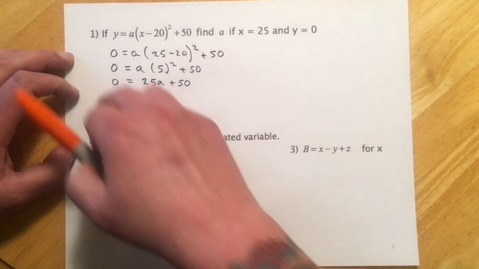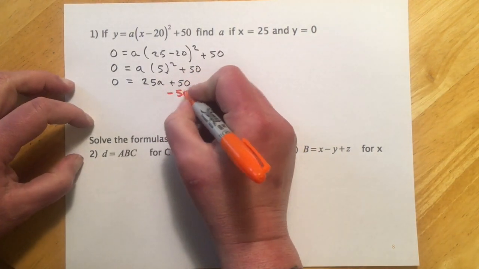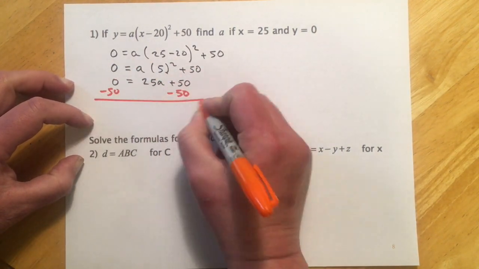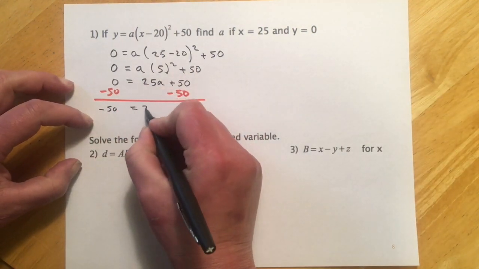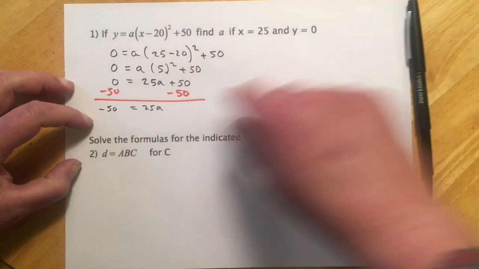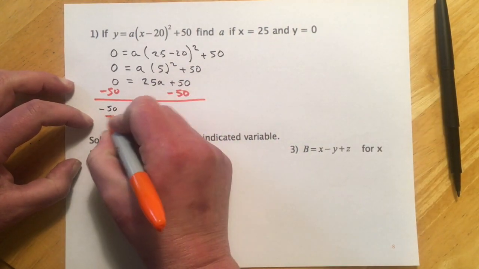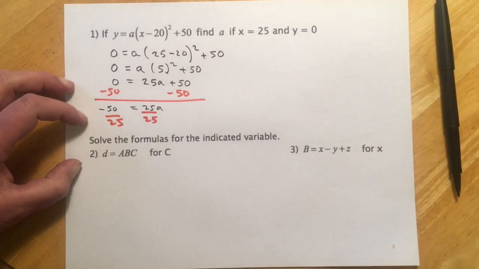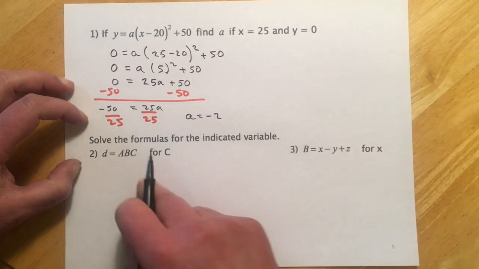And then I'll just scoot the 50 over to this side. And that gets me minus 50 equals 25a, and then I'll divide by 25. And so then a equals -2.